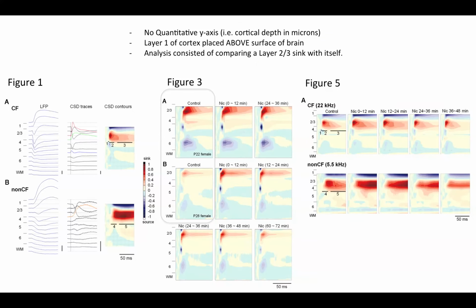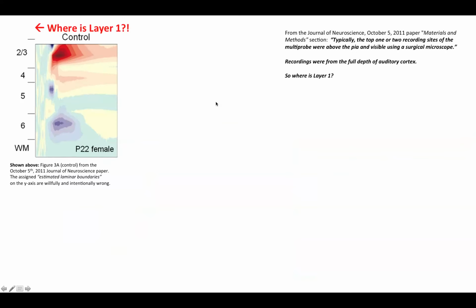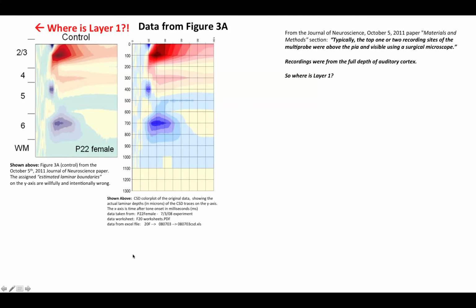Okay, now I can get into more depth with figure 3A and 3B. Figure 3A is really an incredibly wild figure, just because these recordings are from the full depth of auditory cortex, and layer 1 is not on the y-axis. So here's the original figure. Again, no quantitative y-axis, no indication of what cortical depth these traces are recorded from, and no account of why layer 1 is missing on the y-axis. Here's my analysis of the original data, showing that this sink is at a depth of only 100 microns.